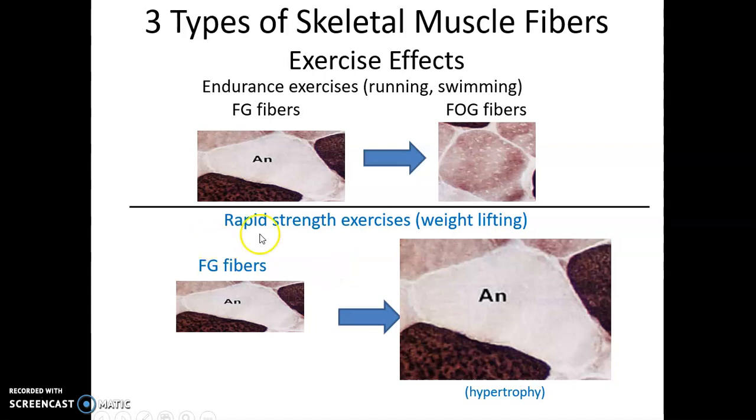On the other hand, if someone is engaging in rapid strength exercises like weightlifting, looking to bulk up as it were, what happens here is their fast glycolytic fibers end up working a lot and becoming significantly bigger, aka hypertrophy. So the fast glycolytic fibers become significantly bigger.